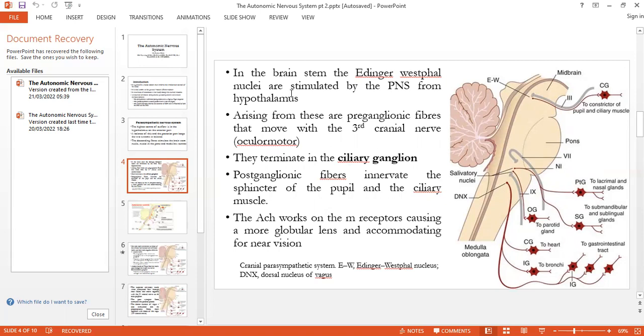So in the brainstem, the Edinger-Westphal nuclei are stimulated by the PNS from the hypothalamus. Arising from these are the preganglionic fibers that move with the third cranial nerve, which is known as the oculomotor. They terminate in the ciliary ganglion. The postganglionic fibers innervate the sphincter of the pupil and the ciliary muscles. The acetylcholine works on the M receptors, causing a more globular lens and accommodating far-near vision.